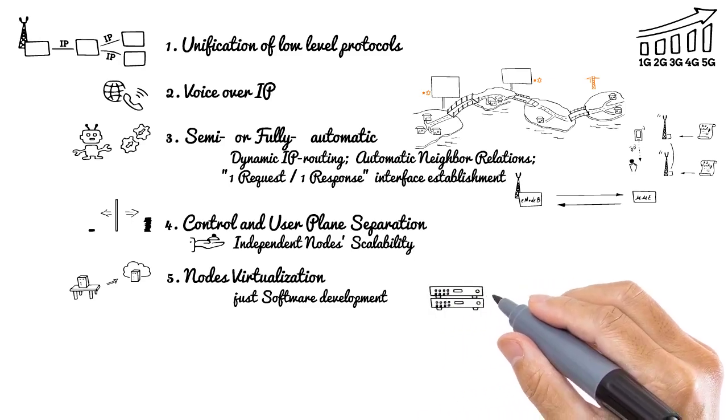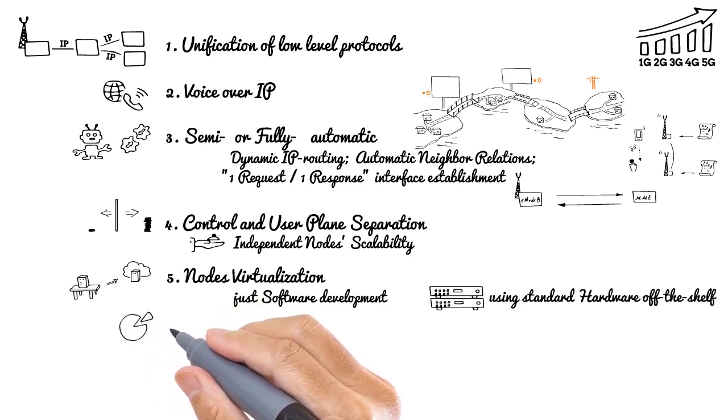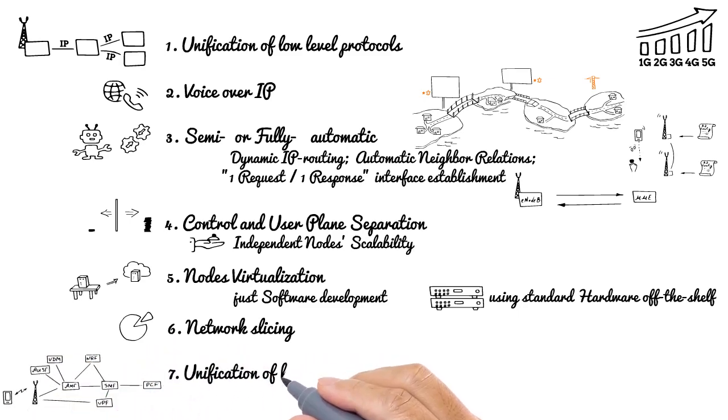That allows in general to use standard hardware off the shelf, bringing new players to the mobile network market, and potentially allows to dynamically redistribute traffic. Then we discussed network slicing, where mobile network parts, slices, are configured for certain expected customer service levels. And finally, we mentioned unification of high-level protocols involved, bringing less and less protocols in newer mobile network generations.